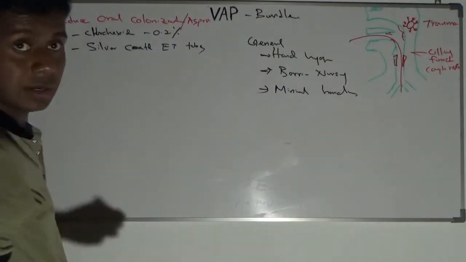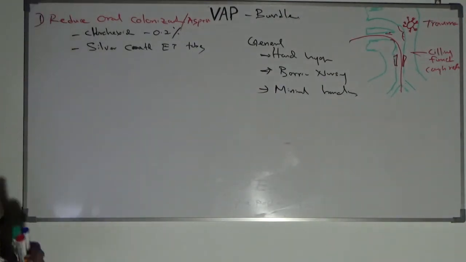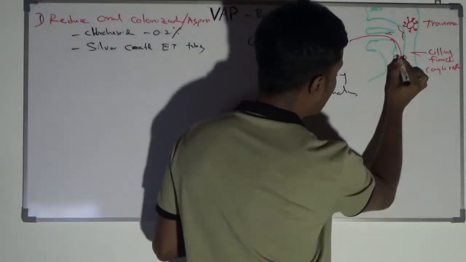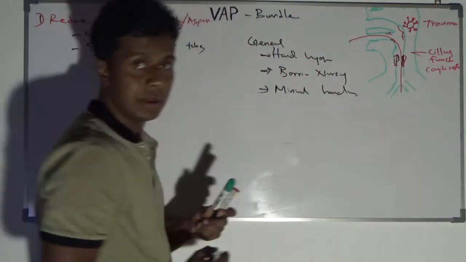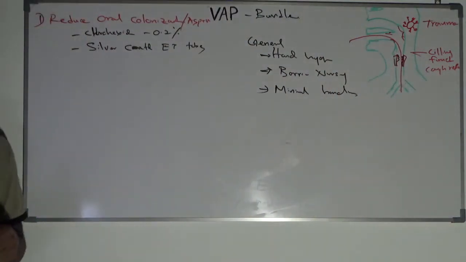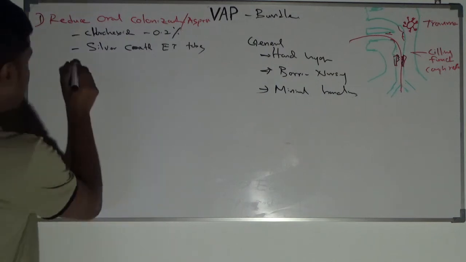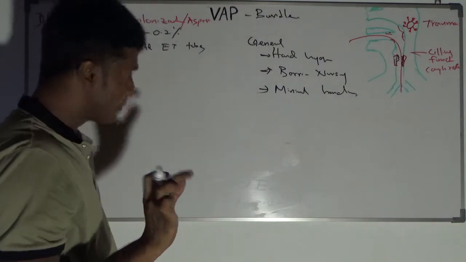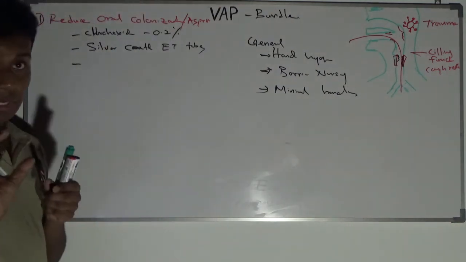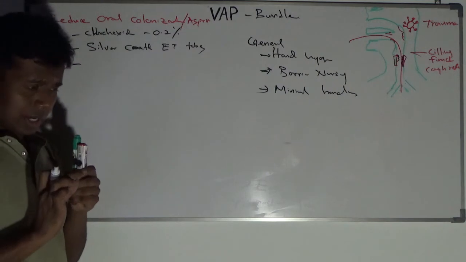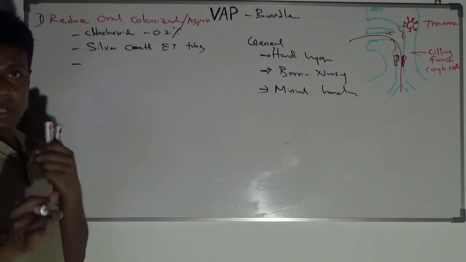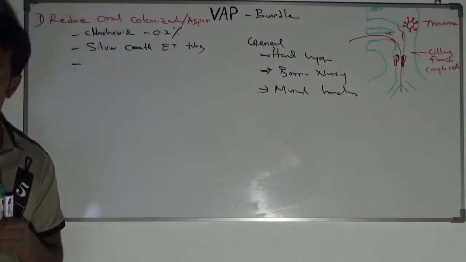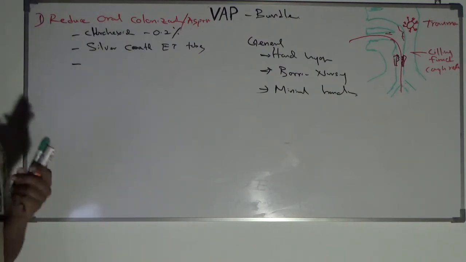Silver is one of the bactericidal substances. If you use a silver-coated ET tube, biofilm formation inside the tube will be prevented. So a silver-coated ET tube can also be used. In addition, you can use selective gastric decontamination. It means you give some antibiotic to selectively kill the bacteria. But nowadays they found there is no advantage of giving selective gastric decontamination.